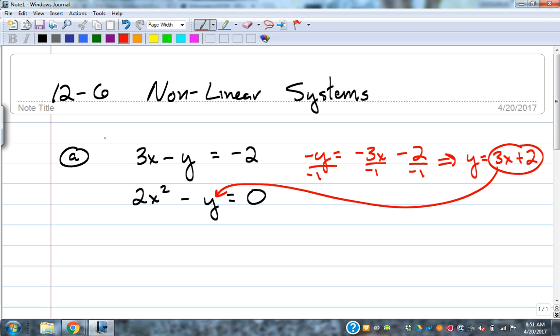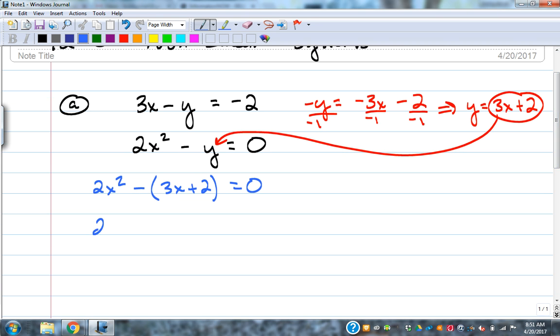So now that equation is 2x squared minus (3x plus 2) equal to 0, which is an equation that only has one variable in it instead of two, which is doable. We can solve one-variable equations. So I'm going to distribute the negative sign. And then we've got a quadratic equation. If it's quadratic, we need it to be equal to what before we can solve it? 0. This one already is, so not a whole lot of work to do there.